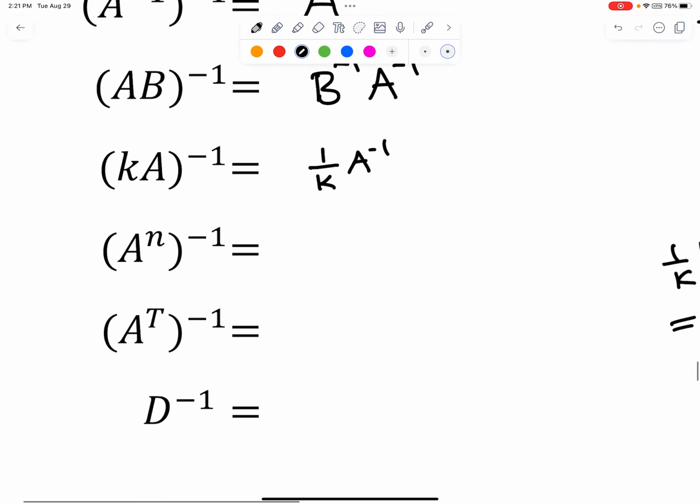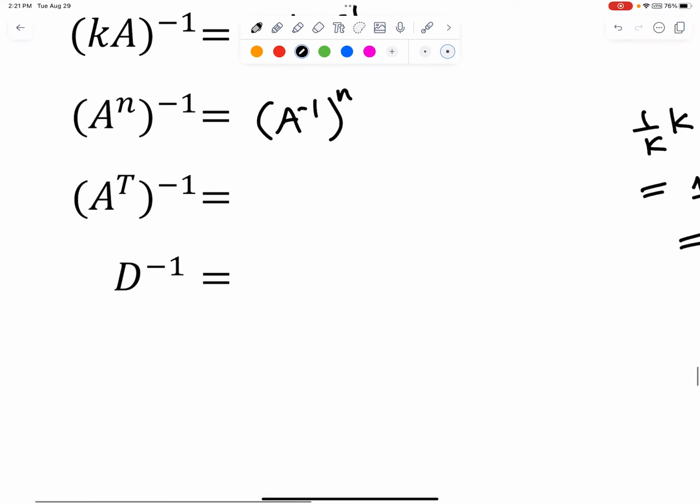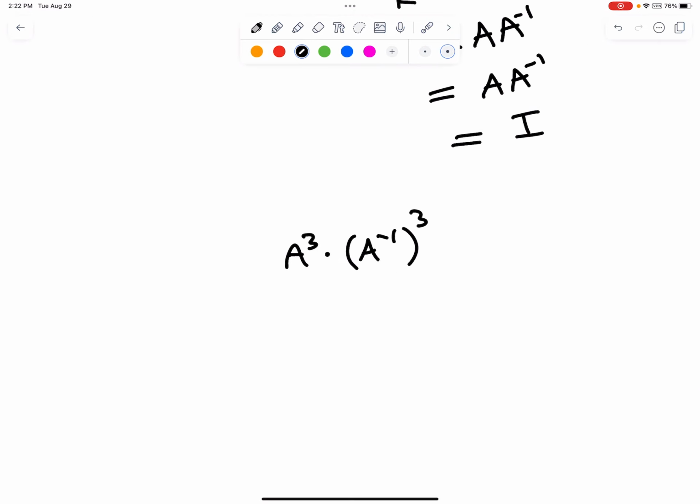So they are inverses of each other. If you have A to the n, so a power, and you want to do the inverse of this, it turns out that you can just do the nth power of the inverse of A. I hope that makes sense, because if n were, let's say, 3, it's cubed. So if you have A cubed and you multiply that by A inverse cubed, well, A cubed is just A times A times A, and A inverse cubed is A inverse times A inverse times A inverse.